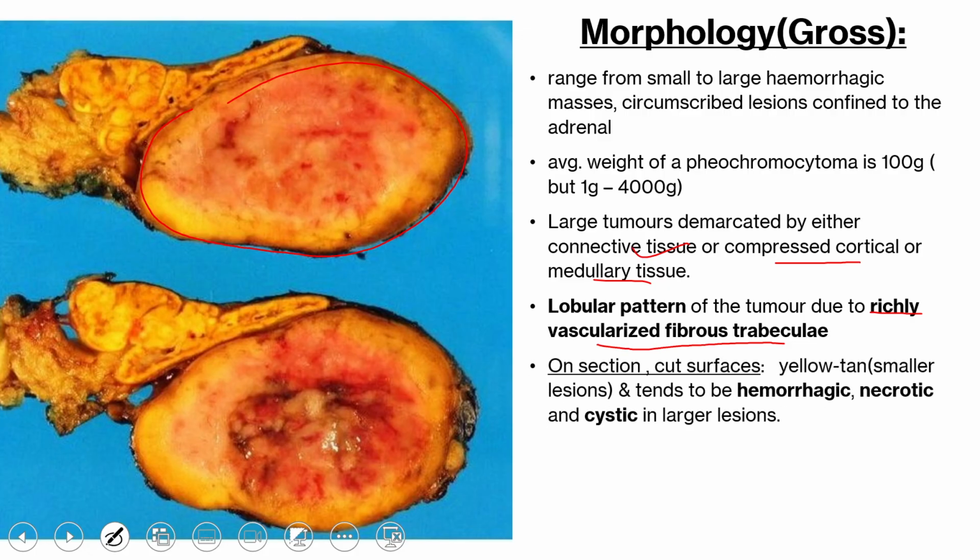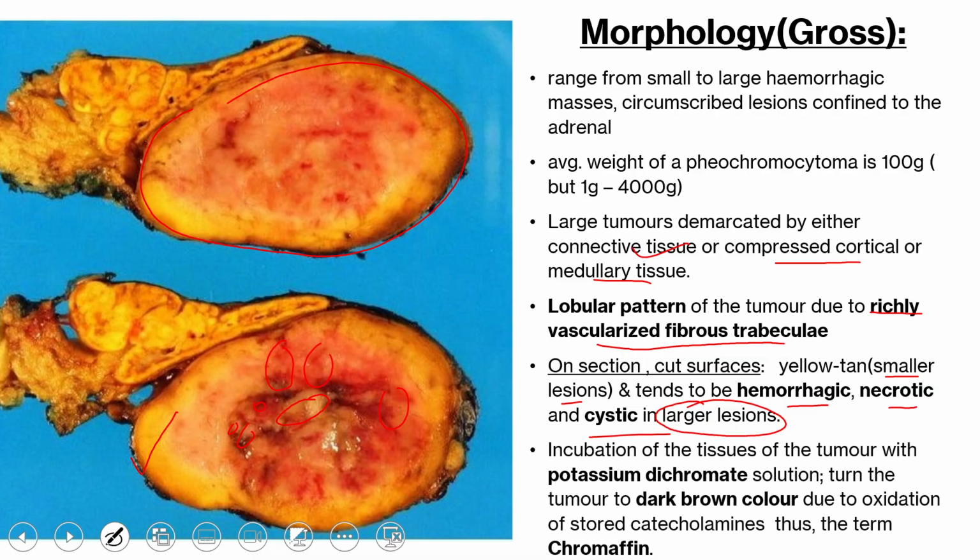On cut section, in case of smaller lesions, there will be small yellow-tan lesions, and the larger lesions seem to be hemorrhagic, necrotic, and cystic. Here we can appreciate various spots of hemorrhage and cyst-like formation. These are the various cyst-like appearances we can appreciate in the adrenal medulla once the lesions get enlarged.